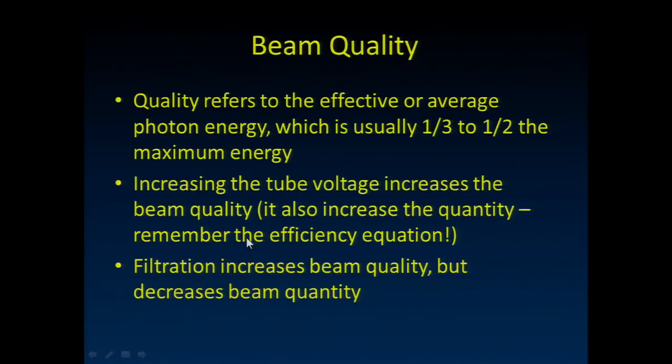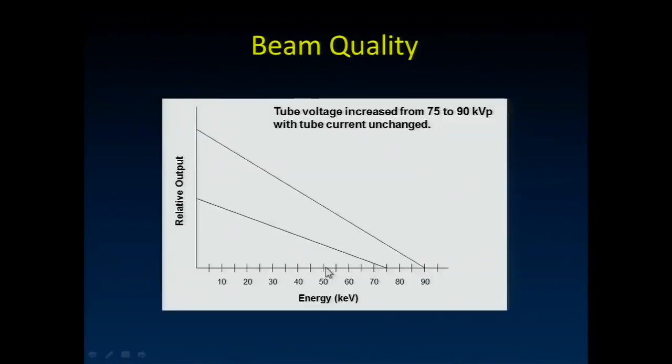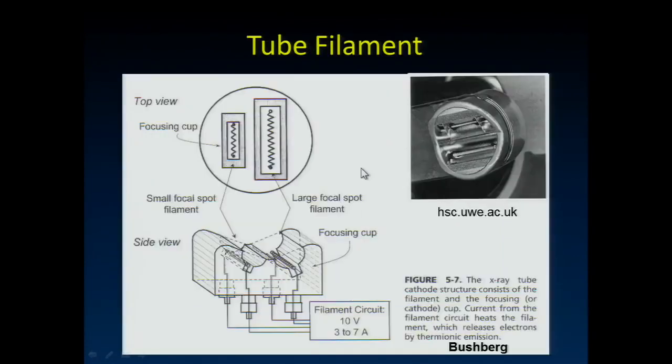If you increase kV, you make more X-rays of every particular energy, okay? So here's that picture. Notice if we increase from 75 to 90, yes, we can make some more highly energetic X-rays, but we also increase the number of X-rays at every single energy. So increasing kV both increases the quantity and the quality of the X-ray beam, okay?